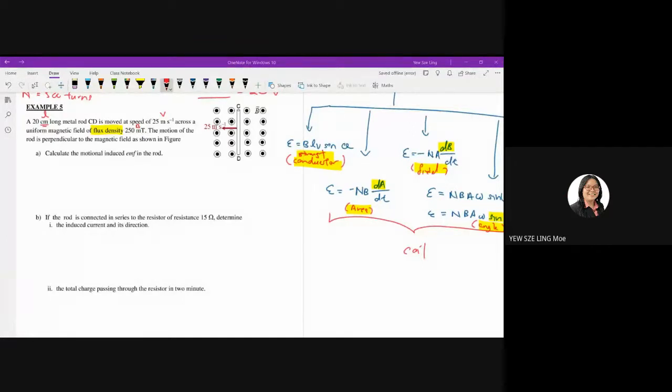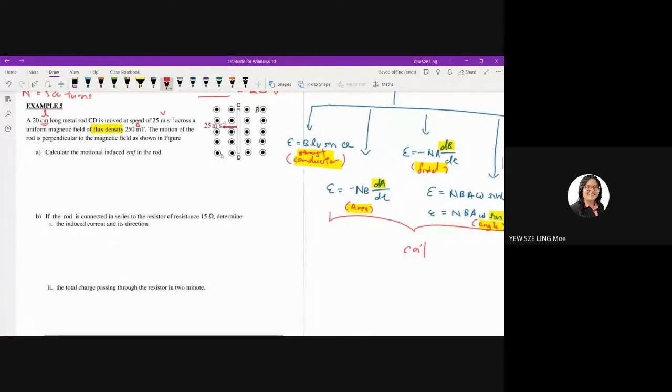So now let's look at example 5. We have a diagram like this. A 20 cm long metal rod CD is moved at a speed of 25 meters per second across a uniform magnetic field of flux density 250 millitesla. So again, you are given flux density B, and L equals 20 cm. Again, it's given in cm, so you need to convert it into meters. And V is given as 25 meters per second.